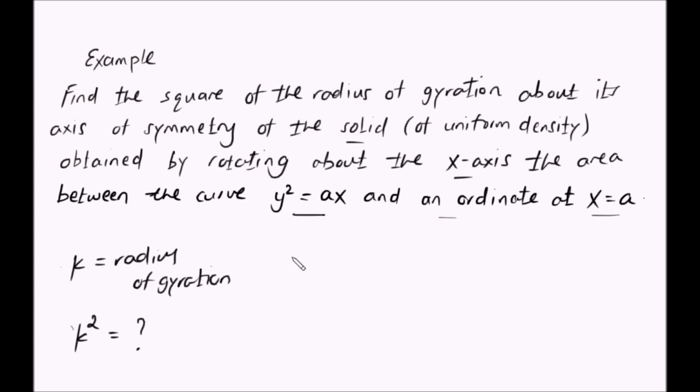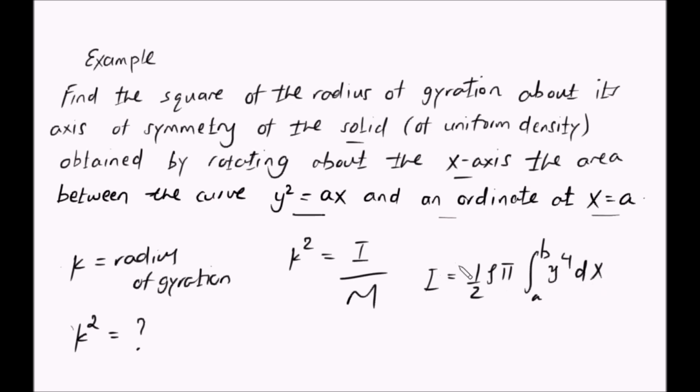So radius of gyration, the square of the radius of gyration is given by the moment of inertia over the mass. Ambapo moment of inertia sasa of a solid of revolution tumesema sasa na 1/2 rho, which is the uniform solid density. Then you integrate from a to b y power 4 dx. So this one is the moment of inertia for a solid of revolution.